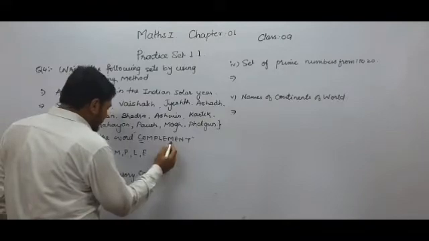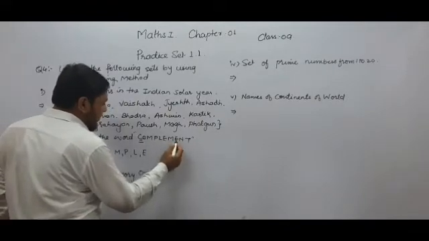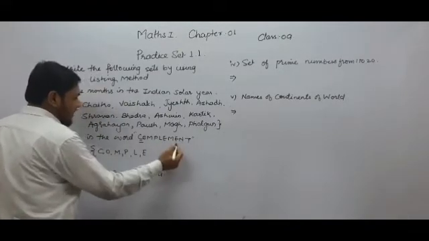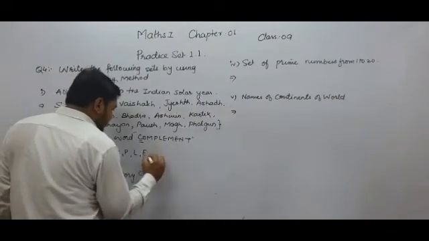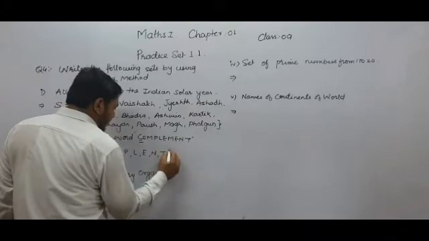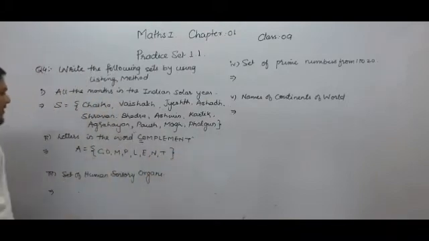So after E it is M, but M is there, so directly we will jump to the next element, and that is also E. E is already there in this set, so we have to skip E. Now the next elements will be N and T. So these are the letters of the word complement which can be taken as the elements of set A.